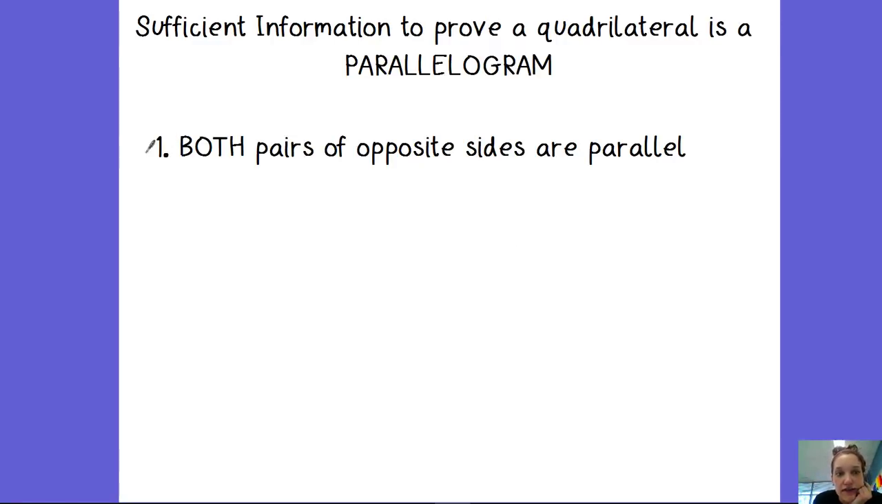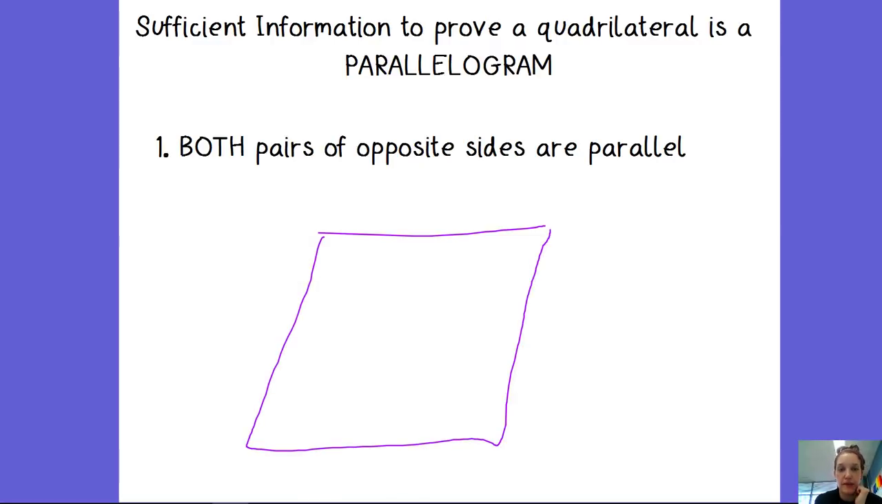So our first condition is if you know that both pairs of opposite sides of that quadrilateral are parallel, that's enough to say it's a parallelogram. If I know one pair of opposite sides are parallel, and my second pair of opposite sides are parallel, that's enough info. I don't need to know anything else about this quadrilateral. That's enough for me to say it's a parallelogram.